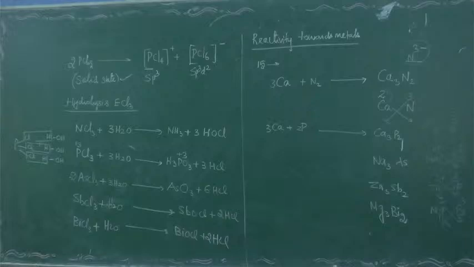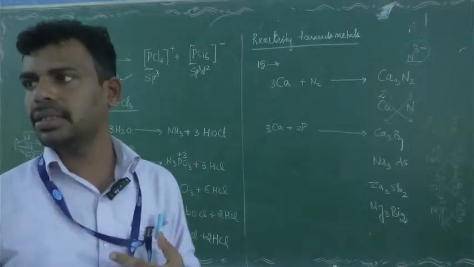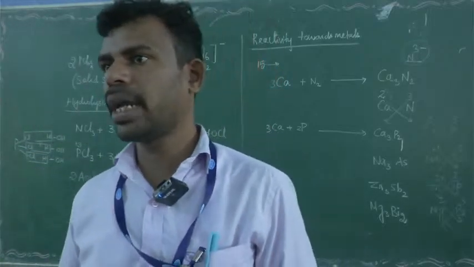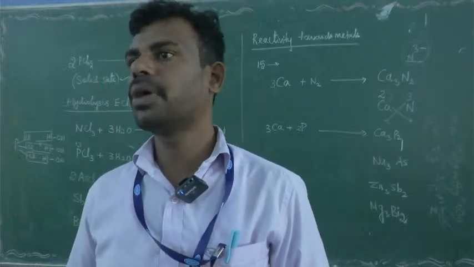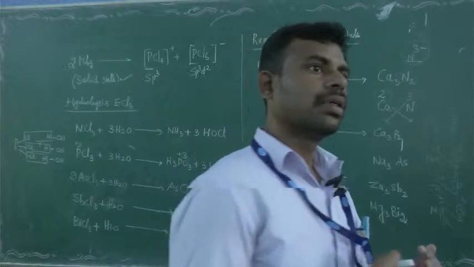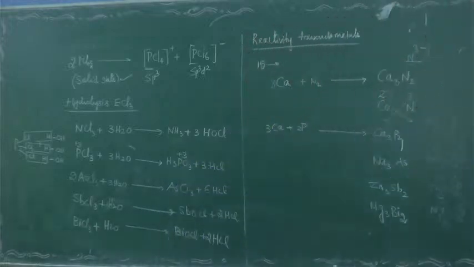The compounds of group 15, like nitrogen preparations, you have to read. Nitrogen and ammonia are important compounds for HSC. In other words, compounds of nitrogen: N2 preparation and other properties that you have to read. Similarly, ammonia preparation and other properties. Next, compounds of phosphorus are very important: halides and oxoacids. This is a deleted portion, but HSC related, so please read that. Is it clear?